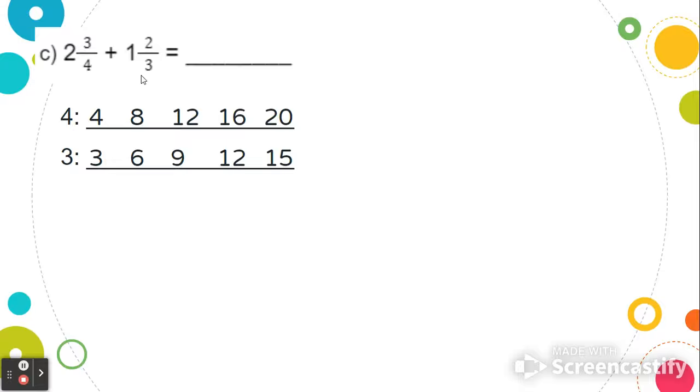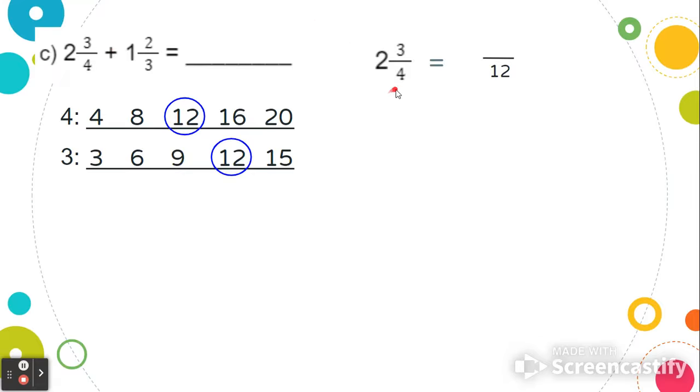We're going to look at both lists to see which number can be found in both of these lists, and we see the number 12 can be found in both lists. So we are going to rewrite each of these fractions so that the denominator is 12. Let's start with 2 and 3/4. We're going to rewrite the denominator as 12.